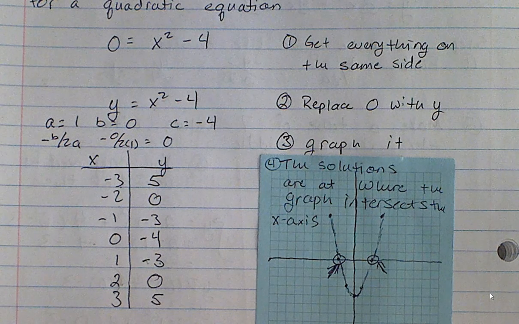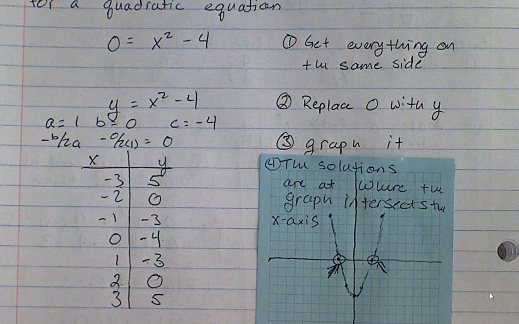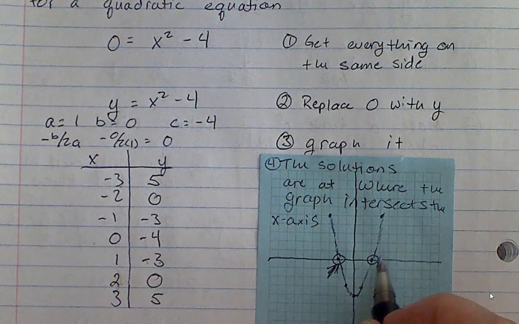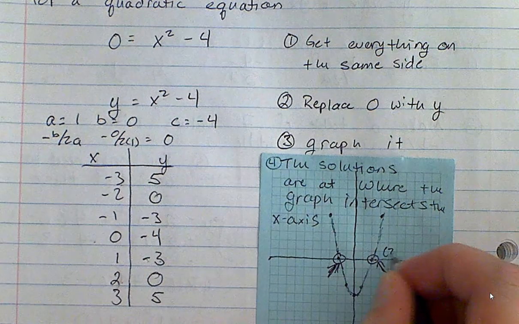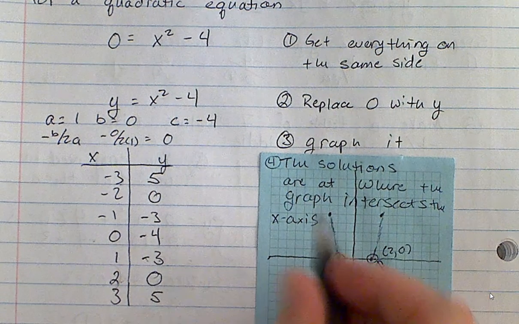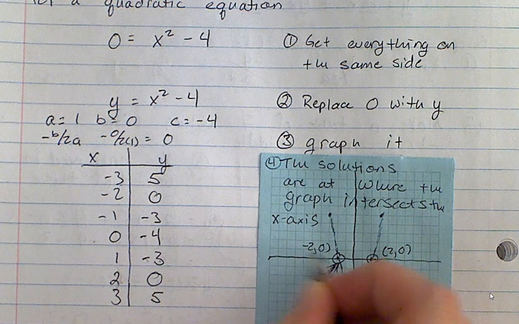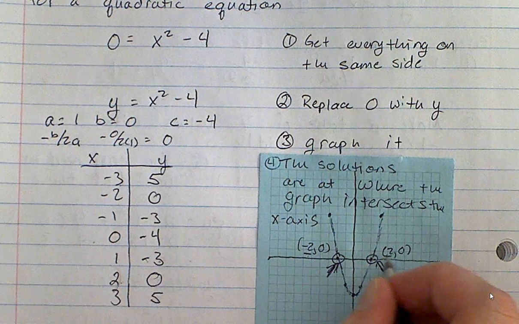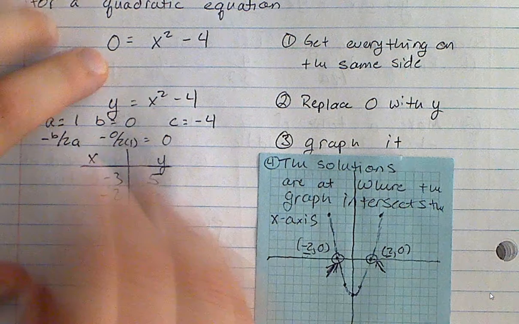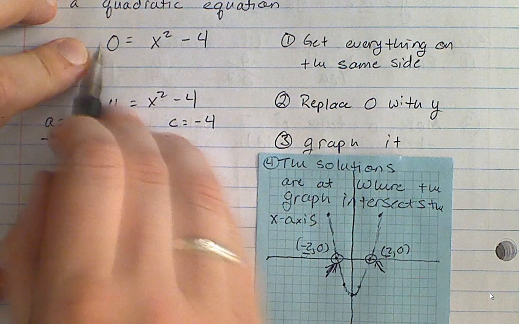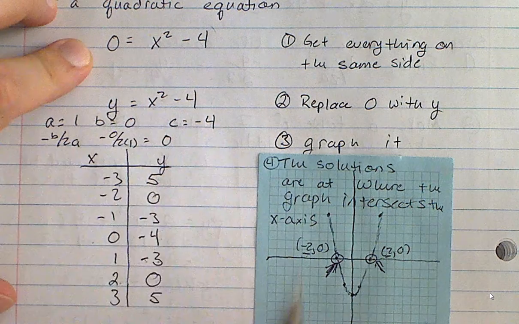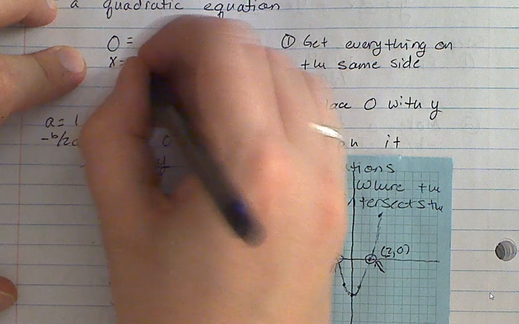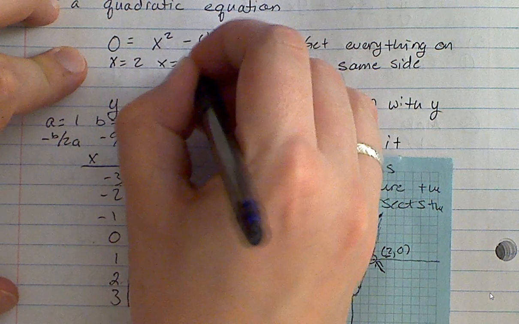2 and what? Well, this one's 2, 0. This is the point 2 comma 0. And then what's this? Negative 2, 0. So the two solutions for x are just the x parts of these points. 2 and negative 2. So if you had this equation and had to graph it, you would know that your solutions are x equals 2, x equals negative 2.